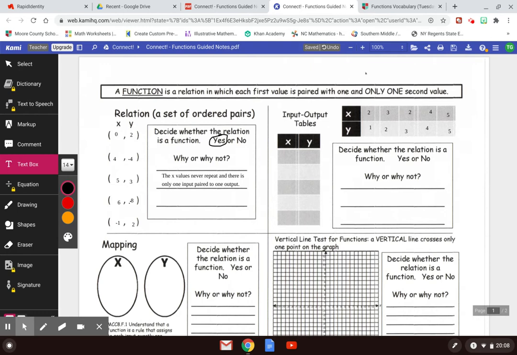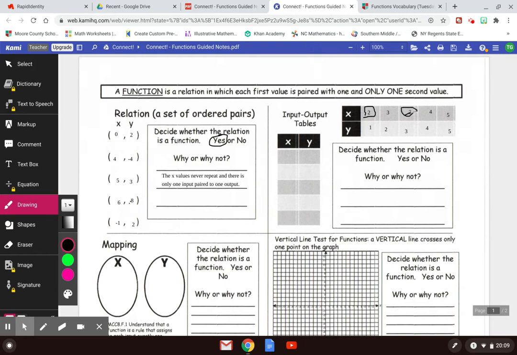Remember, my inputs are going to be x and my outputs are going to be y. So is this a function? Well, the question I'm going to ask myself, do the x values repeat? And if you notice here, you have a 2 here, and you have a 2 here. So my x values do repeat. So since my x values do repeat, this is not a function.